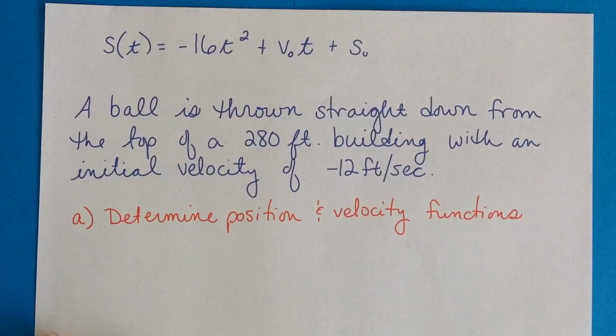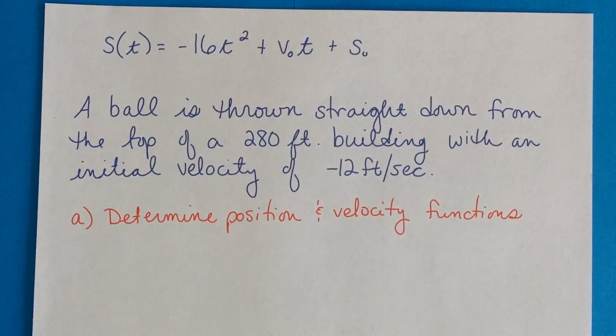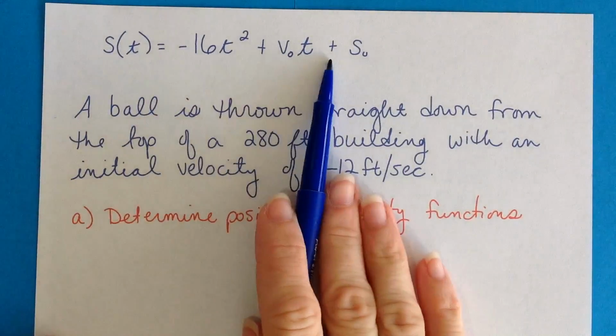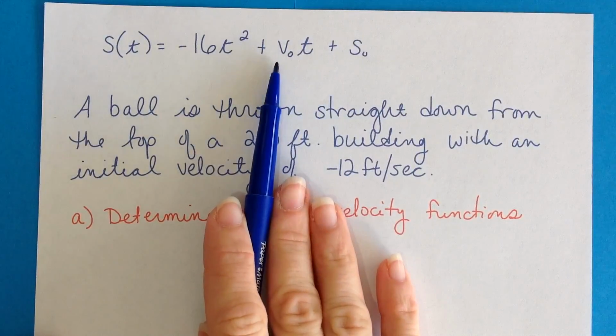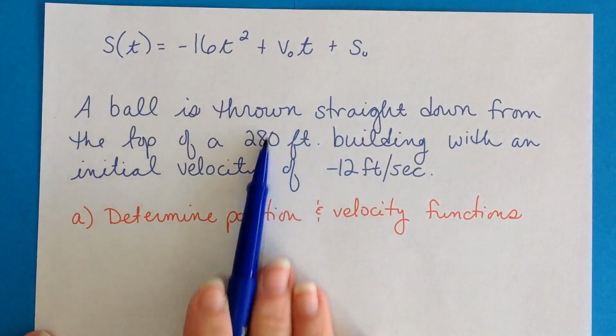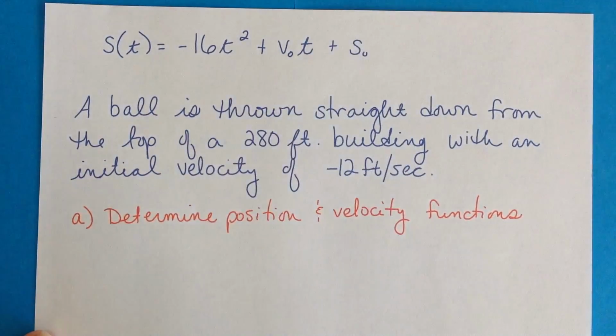Okay, so a ball is thrown straight down from the top of a 280-foot building with an initial velocity of 12 feet per second. So we've got to get the position function and the velocity function. Now, this is the general format or the formula for your position function. So we just need to substitute the information from here into this.